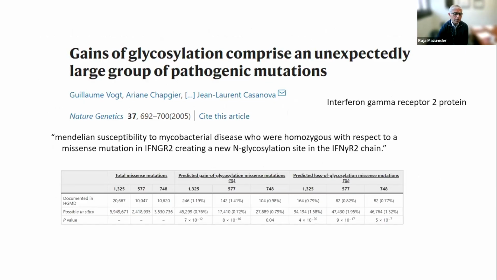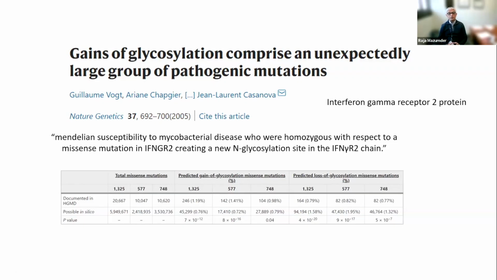HGMD, by the way, is a database of mutations found in humans. What they found in that paper is that there were this many missense mutations, and out of them, this many resulted in gain of glycosylation mutations, and this many resulted in loss of glycosylation mutations. Since 2005, a lot of other mutations have been discovered, so if you do this analysis today, you will get larger numbers. Of course, these numbers will stay, but you will get more.